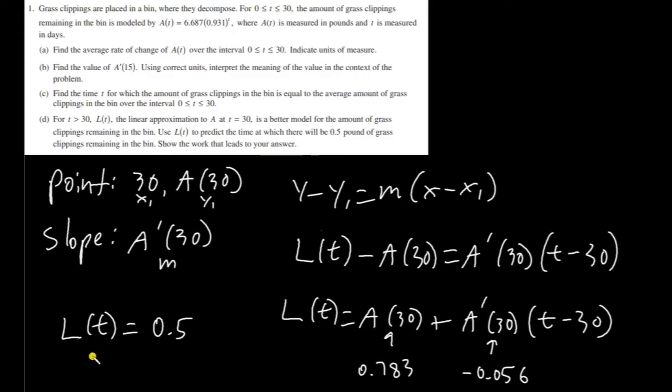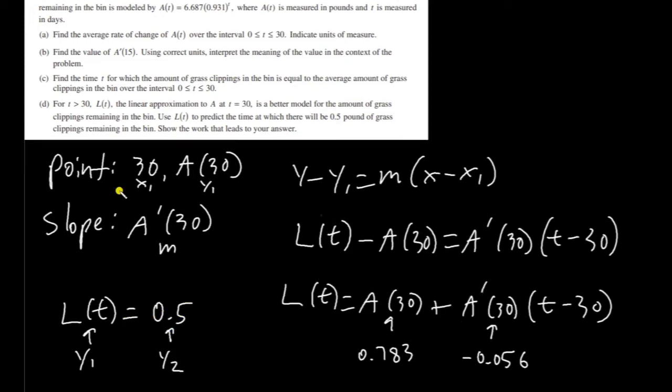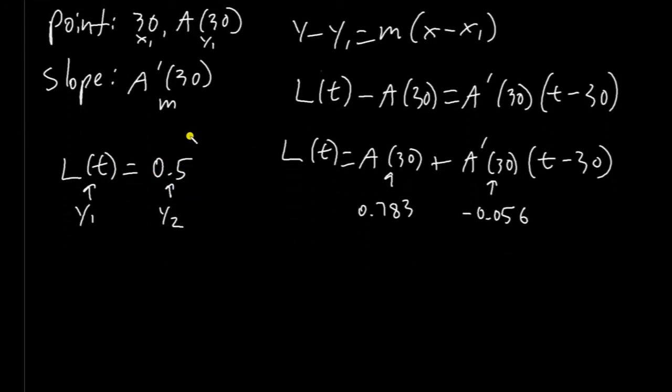And then if I graph this again in my calculator, this whole stuff here will go in y1, and this will go in y2, and then I find the intersection point. That's going to tell me at what t value those two are equal, so at what t value there's half a pound of grass left. And if you do that in your calculator, you get that t equals 35.054.